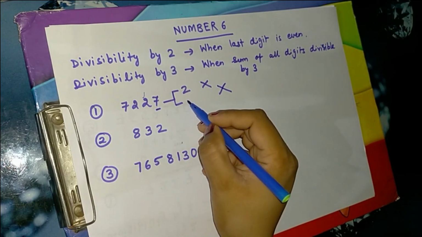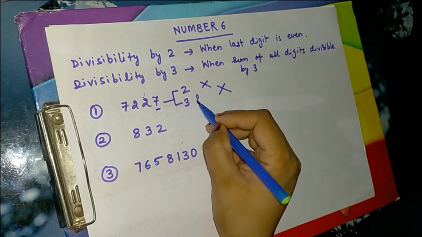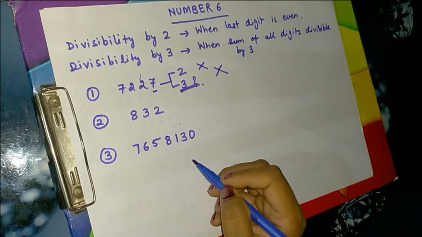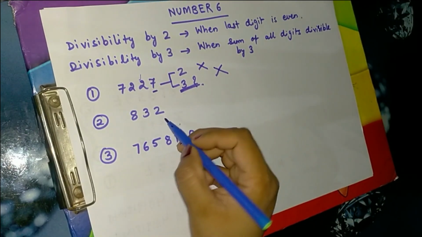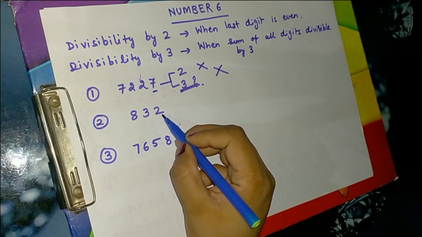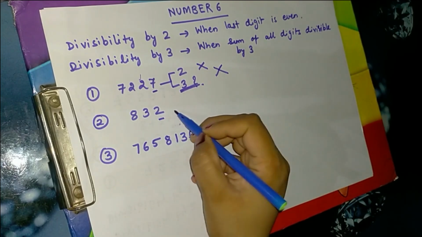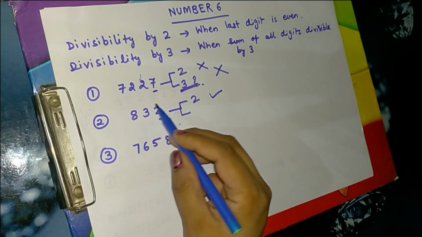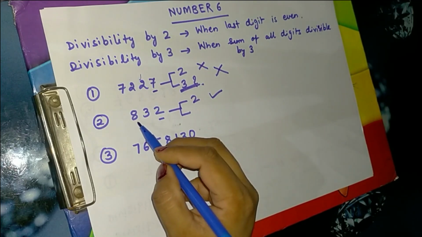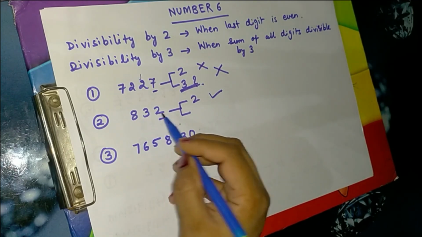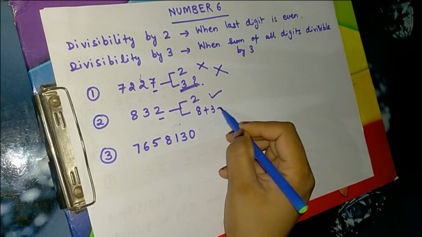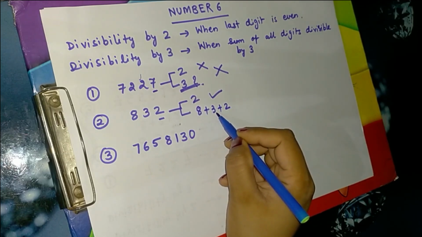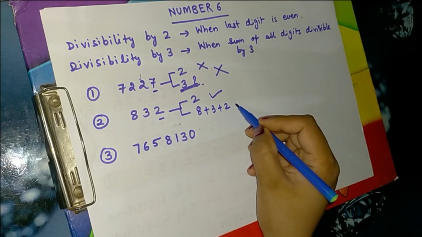Here no need to check for the number 3. We can ignore this. Our next number is 832. As you can see that the last digit of this number is 2, which is an even number. So we can say that this number is divisible by 2. Now we need to move to the divisibility test of 3. So here we need to add the individual digits of this number. So when we add 8 plus 3, it is 11. 11 plus 2, it is 13.